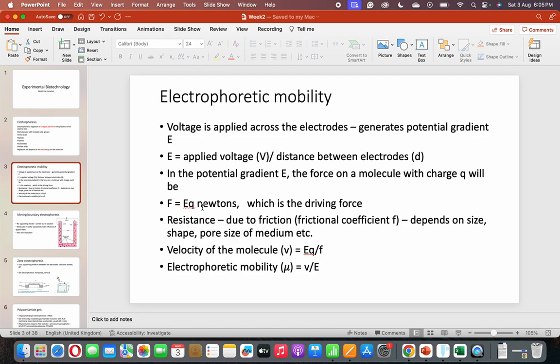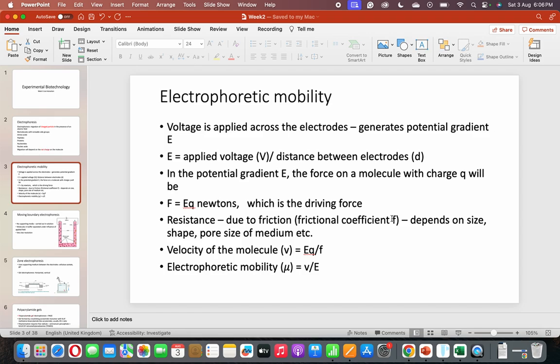So if it's negatively charged, it will move towards the positively charged side. If it's positively charged, it will move towards the negatively charged side. But it's not like it's just going to move smoothly. There will be some resistance to its motion. Okay, this is due to friction. We'll call this broadly some frictional coefficient F. And this is dependent on the properties of the molecule. So that can be the size, it can be the shape of the molecule. If it is trying to move through some medium, then what is the pore size of the medium? Is the buffer having some viscosity that will oppose this motion, etc.